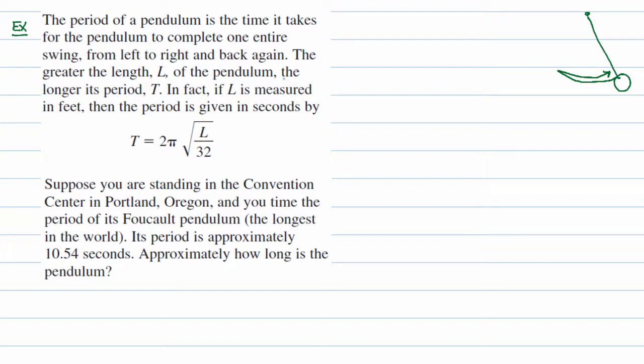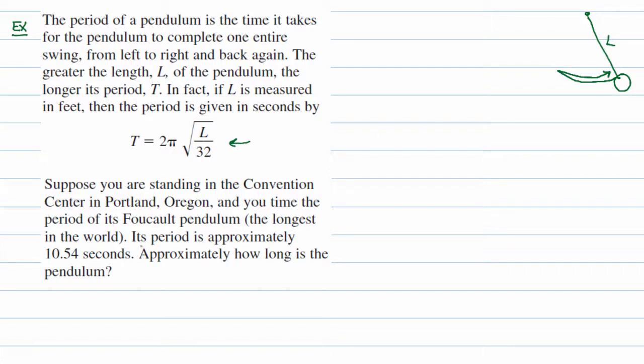The greater the length of the pendulum, so this is the length here, L, the longer its period. In other words, the longer it takes to go through one cycle. In fact, if L is measured in feet, then the period is given in seconds by this formula. So, all this is kind of set up. The time it takes to go through one period, which is just left and then right and back again, is equal to 2 pi times the square root of the length in feet of the pendulum divided by 32.